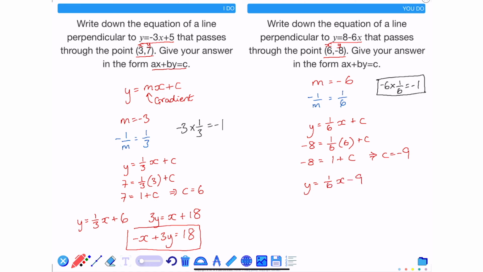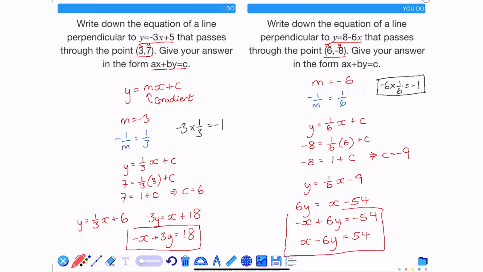Multiplying all terms by 6 gives me 6y is equal to x minus 54. Subtracting x from both sides gives me -x plus 6y is equal to -54. Although I've got it in the right form, one of the things I can do is multiply all terms by -1 and show that if you also had x minus 6y is equal to 54, this would also be a valid answer. So either one of these would be my final answer.